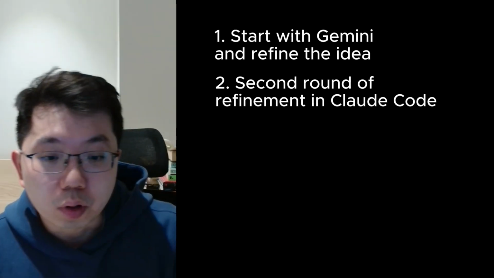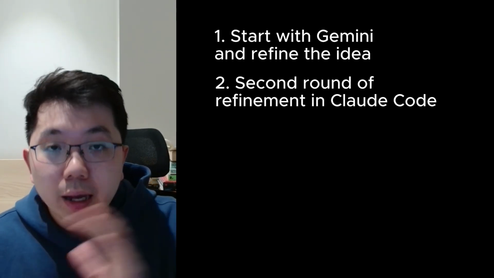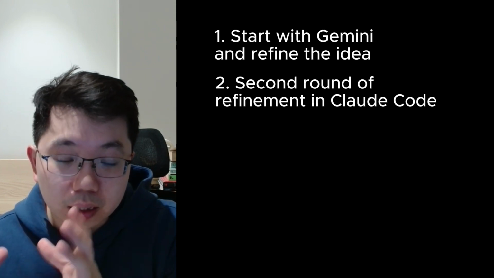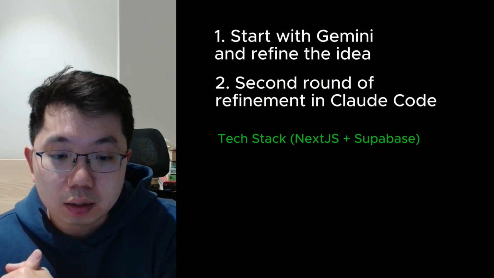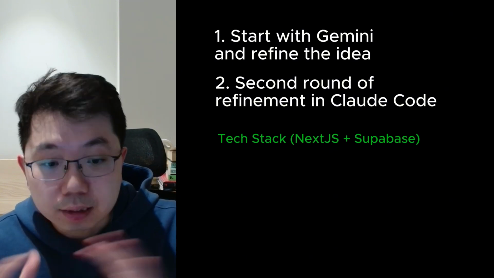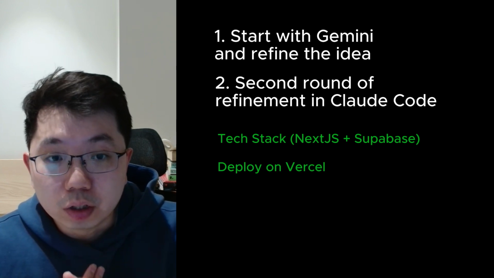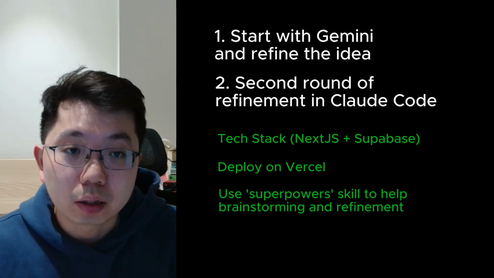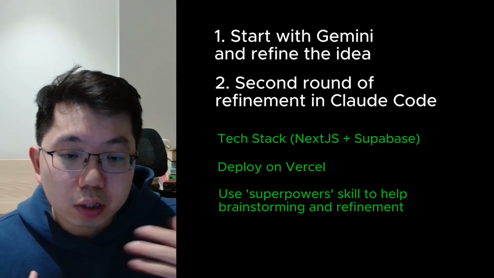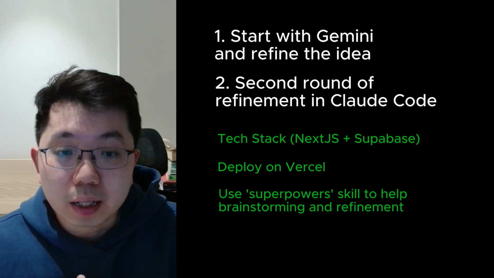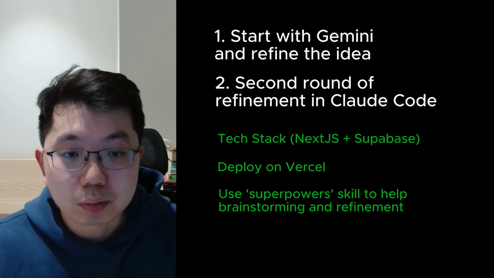The idea there was to open up Claude Code. I had an idea of what I wanted in terms of the spec itself, but I needed to specify things like the tech stack. I wanted to use Next.js with Supabase, the classic stack, and deploy on Vercel. The third thing that was really helpful was using the Superpowers plugin in Claude Code, because it has a brainstorming function and helps you redraft and refine the planning before Claude Code jumps into the implementation.